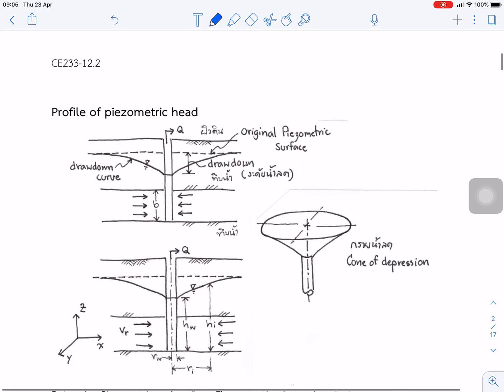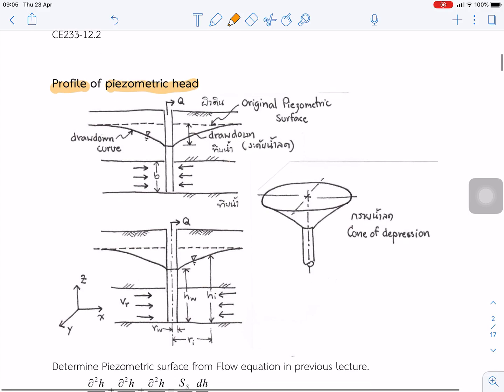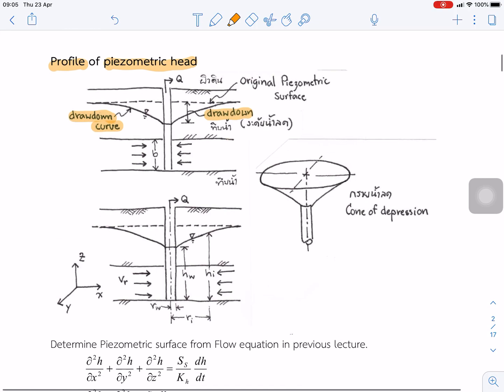And this figure shows the profile of the piezometric head. The decrease of water level in the well we call the drawdown. The curve that represents the piezometric surface we call the drawdown curve, or if we look at it in three dimensions, we call it the cone of depression.